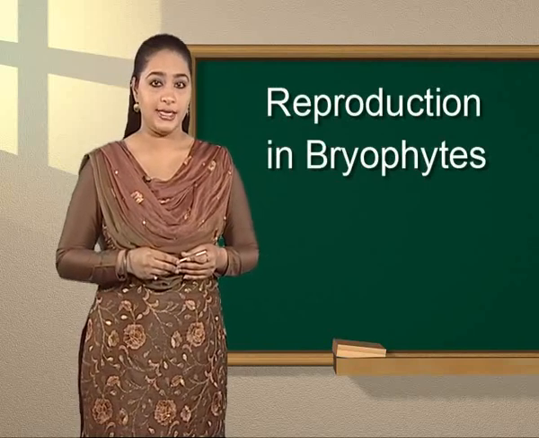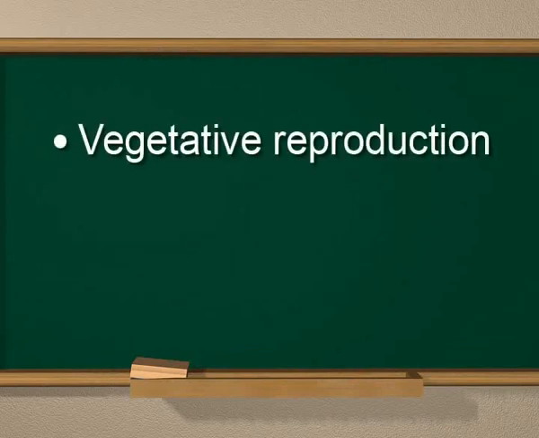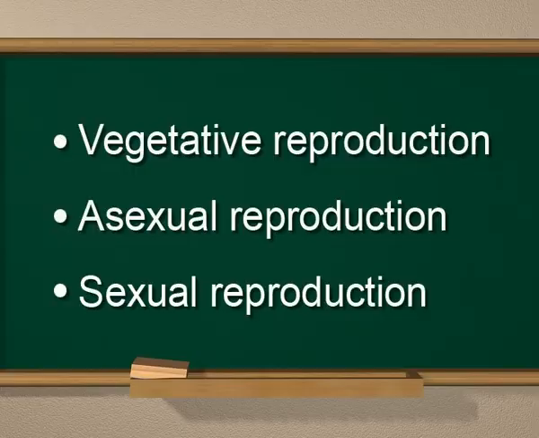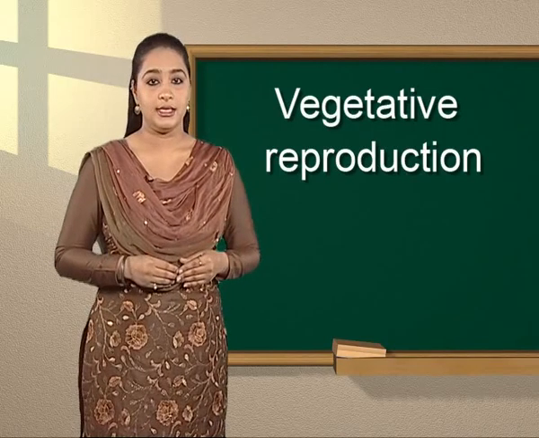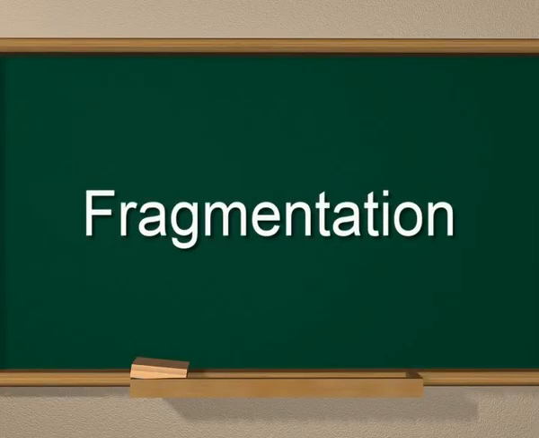Reproduction in bryophytes takes place by these methods: vegetative reproduction, asexual reproduction, sexual reproduction. We will discuss these one by one. Let's start with vegetative reproduction. In bryophytes, vegetative reproduction takes place by fragmentation.